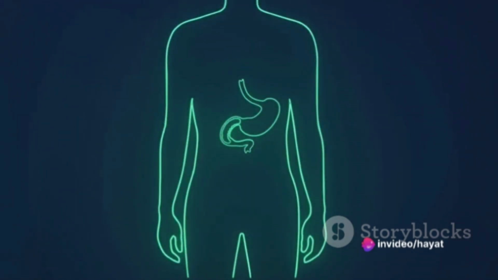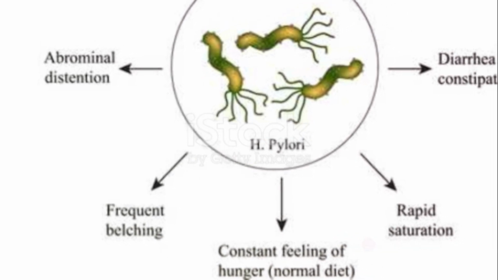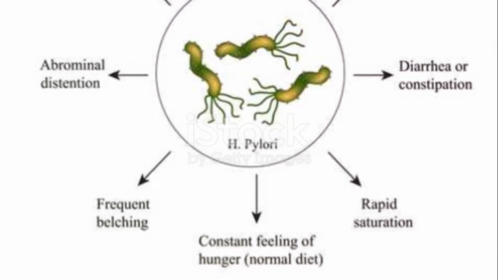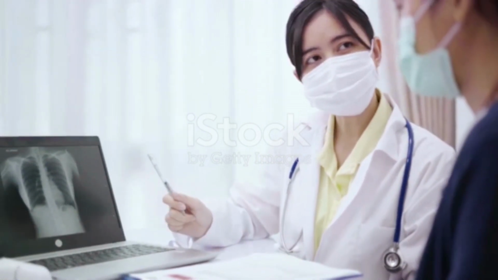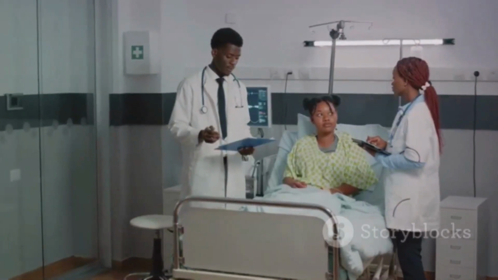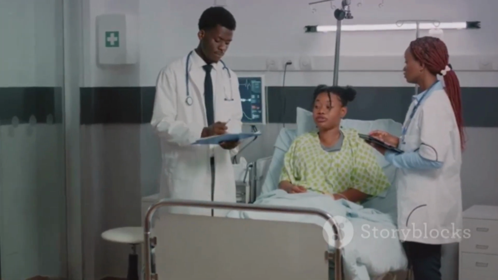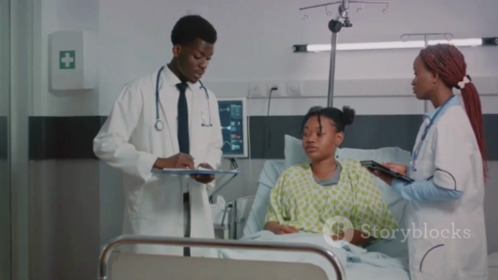In summary, peptic ulcer disease is a complex condition resulting from an imbalance in the stomach's protective and destructive forces, often driven by factors such as H. pylori infection and NSAID use. Through a combination of patient history, physical examination, and medical testing, healthcare professionals can accurately diagnose and treat this common yet intricate disease.